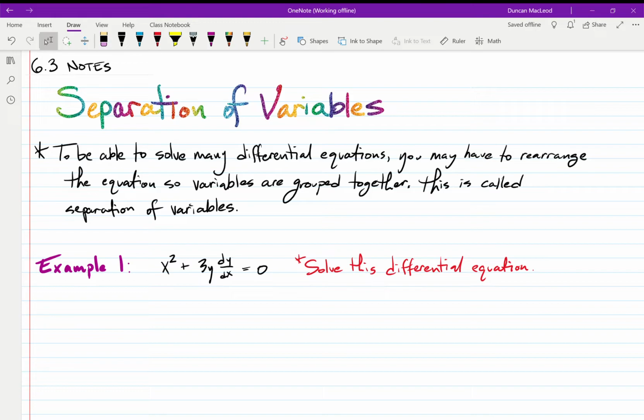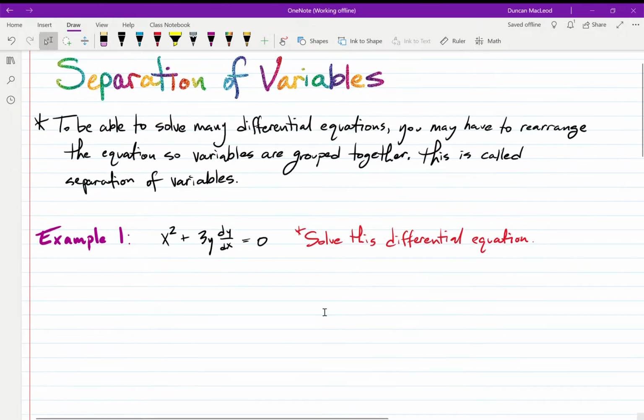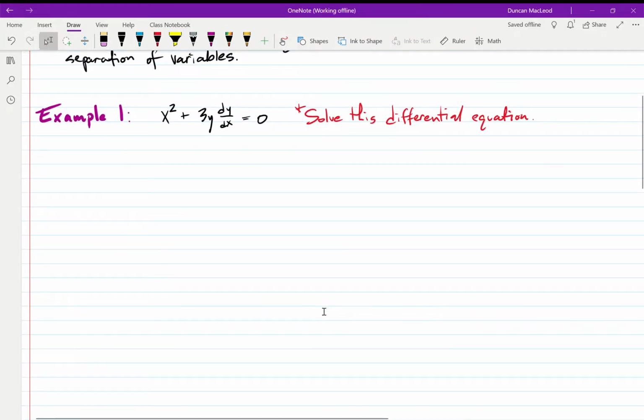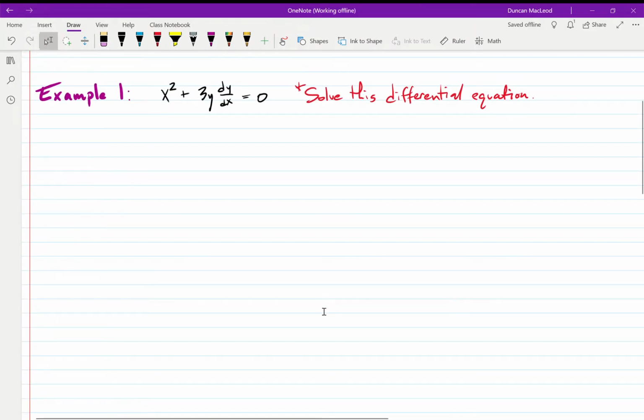So here I've got the first example written down right there. Let's say we have x squared plus 3y dy dx equals 0. And our goal is to solve this. Well, the way we have to do it is integrate. And just right off the bat, it kind of looks like we can immediately move x squared over.